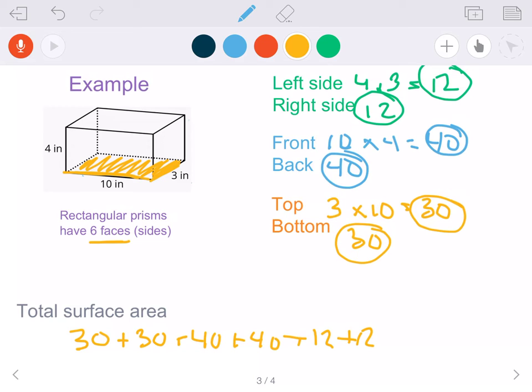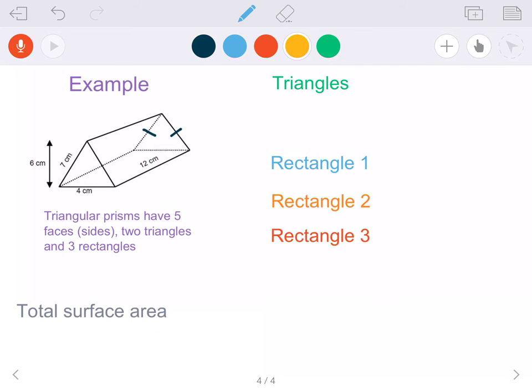30 plus 30 is 60. 60 plus 40 is 100. 100 plus 40 is 140. 140 plus 12 is 152. And 152 plus 12 is 164. And again, when we're labeling our answers, because it's area, we're going to leave it as inches squared. So my final answer for this first one would be 164 inches squared.